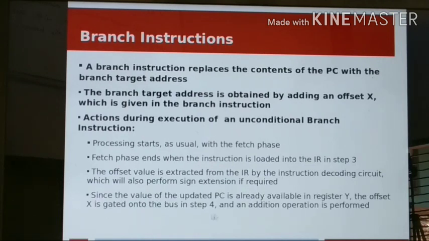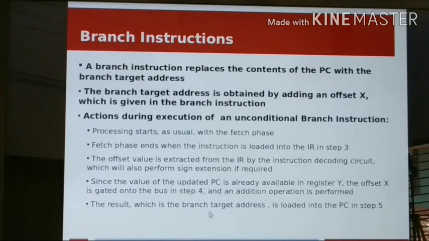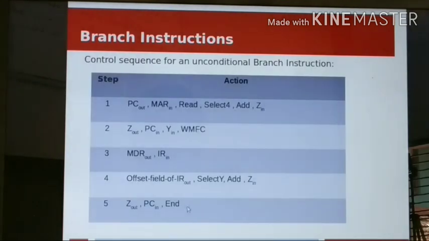Since the value of the updated PC is already available in register Y during the fetch phase, the offset X is gated onto the bus in step 4, and an addition operation is performed. The result, which is the branch target address, is loaded into the PC in step 5. These are the control sequence for an unconditional branch instruction, and we will explain this control sequence with the help of our block diagram.